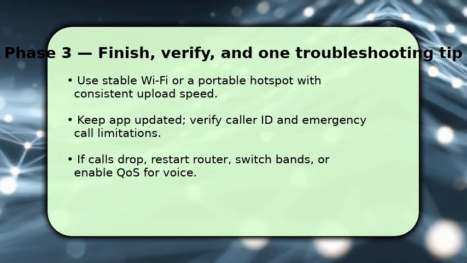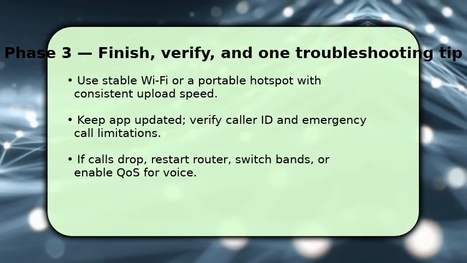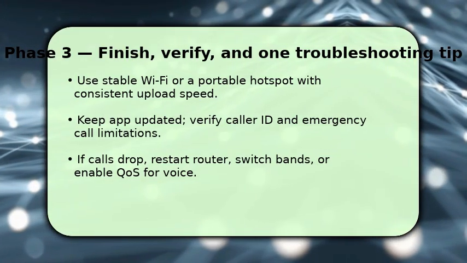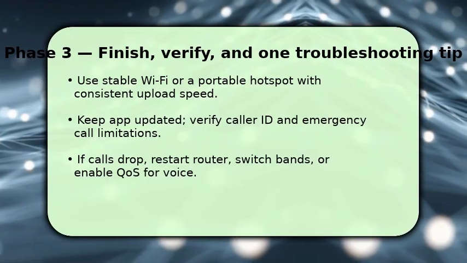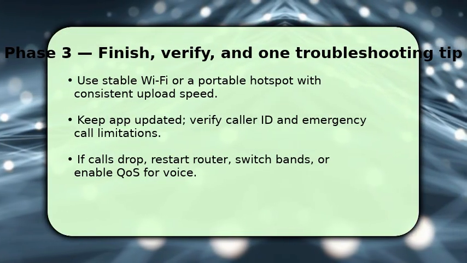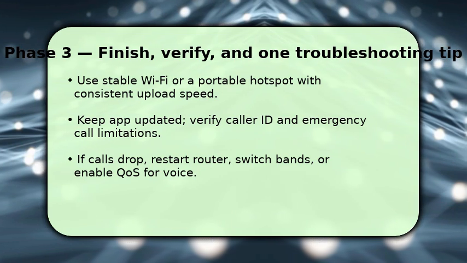If you run into problems, first reboot the app and router, then switch between 2.4 and 5 GHz or move closer to the access point. If call quality remains poor, enable any low latency or high priority voice settings. That usually fixes packet loss.